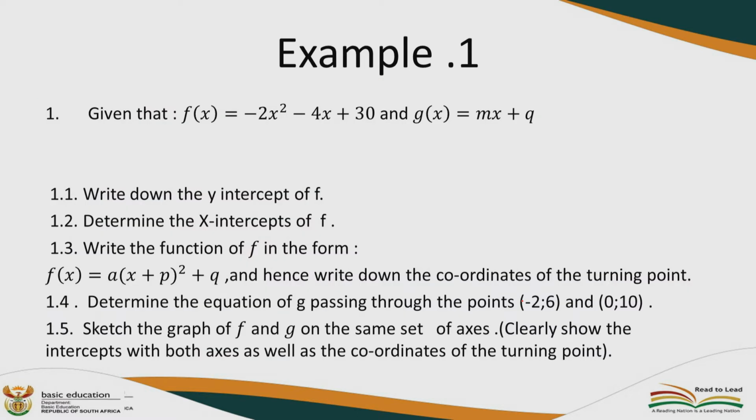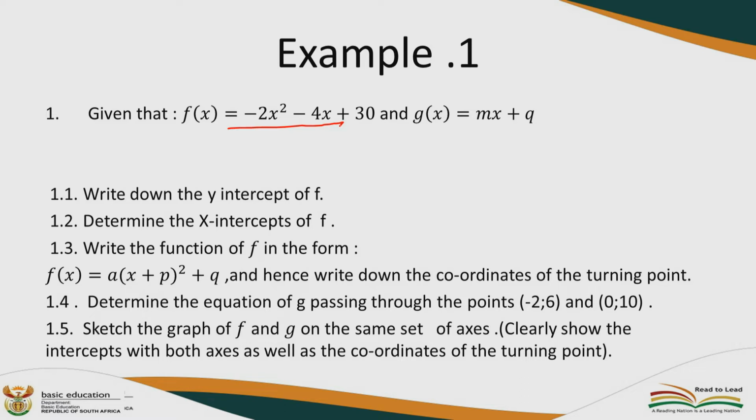So let's take a look at this example now. In example 1, you are given the function f(x) = -2x² - 4x + 30, together with g(x) = mx + q. As you can see, f(x) is a quadratic function, because it's in the standard form ax² + bx + c.